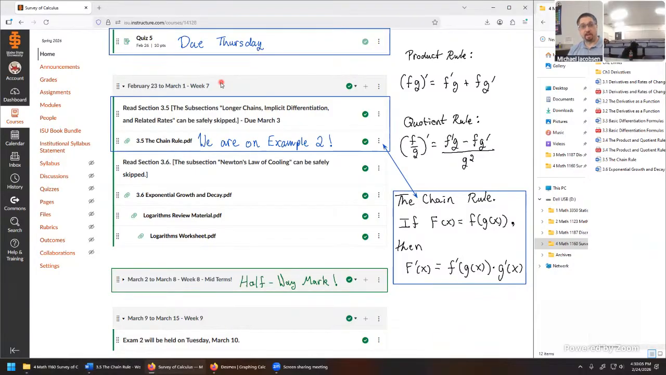Week 7, pretty much our main goals are to get through the chain rule, our next big formula for differentiation, and look into the application of exponential growth and decay. And this is pretty much almost all of chapter 3.